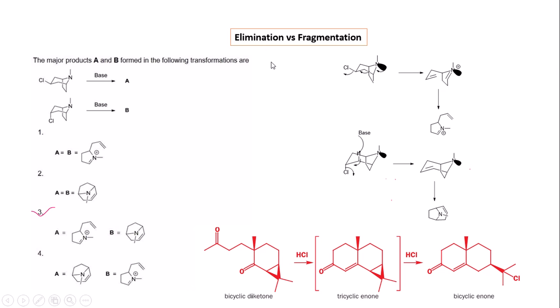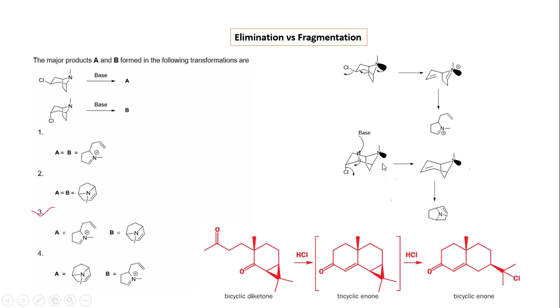This is an example of elimination versus fragmentation reactions. Here the fragmentation reaction means the two eliminating groups must be present in the anti-periplanar orientation. Here the lone pair and the chloride are present in the anti-periplanar orientation, and the fragmentation will occur by the cleavage of the C-C bond to produce the nine-membered nitrogen-containing heterocycle, and hence option A is the correct one, meaning the third option.